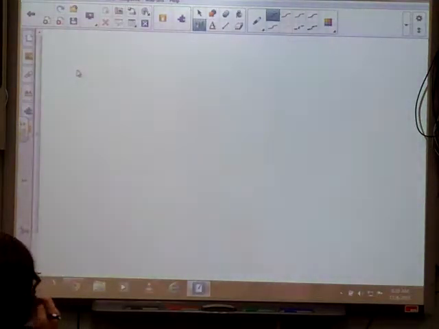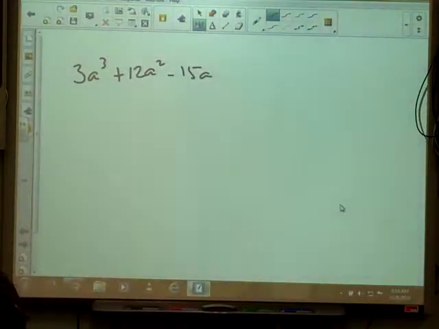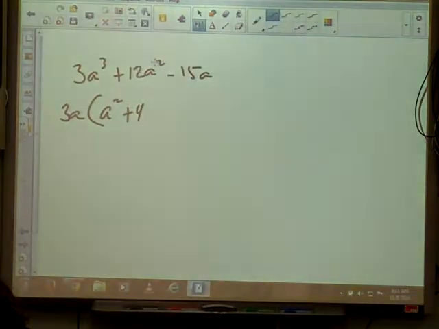Here, moving up a row now, I have 3a cubed plus 12a squared minus 15a. There's a GCF. What is the GCF? 3a, very good. So this is like yesterday's review. We're going to put a 3a outside and divide everything by 3a. 3 divided by 3 is 1. A cubed divided by a would be a squared. 12 divided by 3 is 4. A squared by a is a. Good job. Minus 15 divided by 3 is 5. And then a is gone.